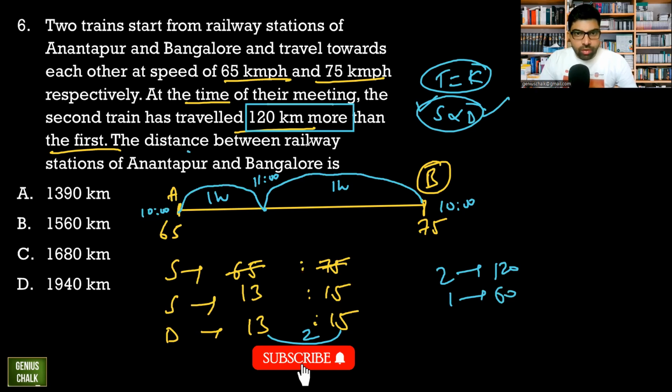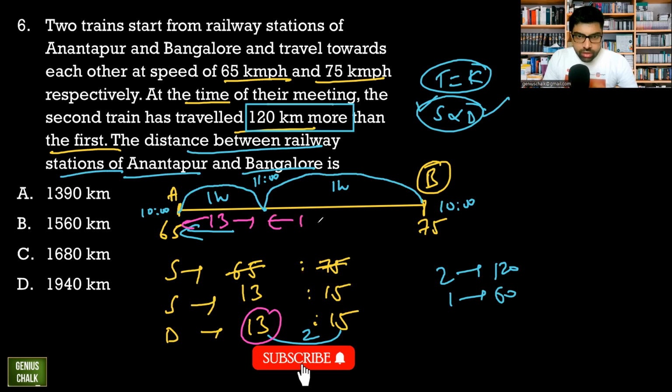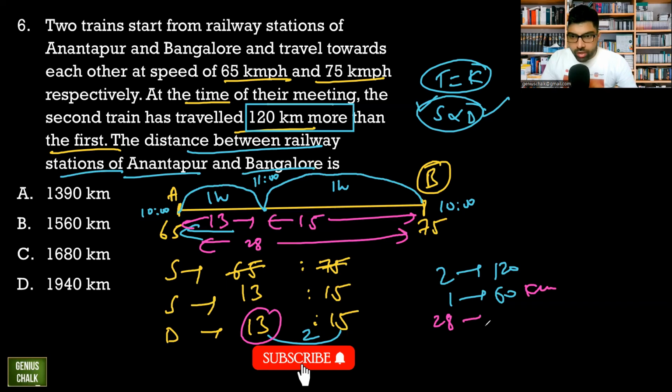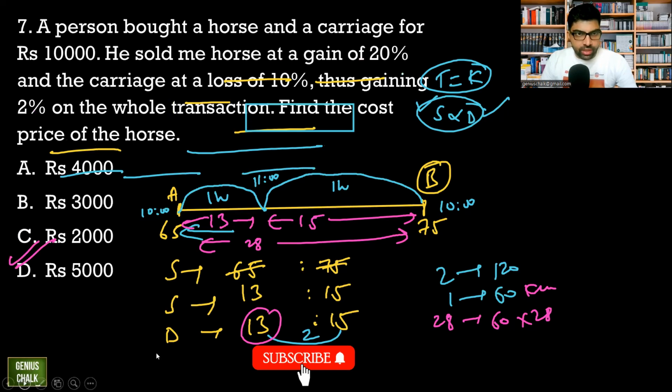Now what is asked? Distance between railway stations of Anandpur and Bangalore. That means total distance is asked. So how can you find total distance? So just add 13 units this train has traveled, 15 units this train has traveled. So total they have traveled is 28 units. So 1 unit is 60 km. 28 units has to be 60 into 28. So 20 into 6, 120, and 8 into 6, 48. So 168 and there is 10. So my answer is going to be 1680 for this question.